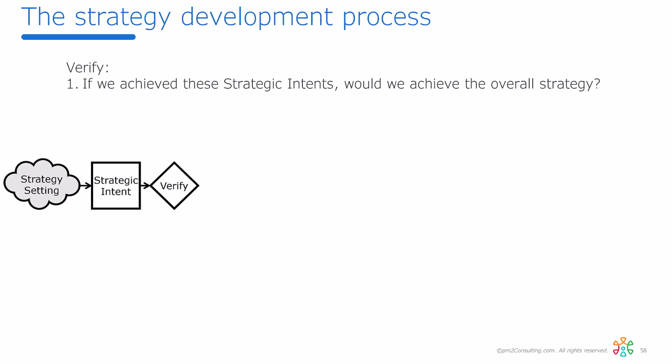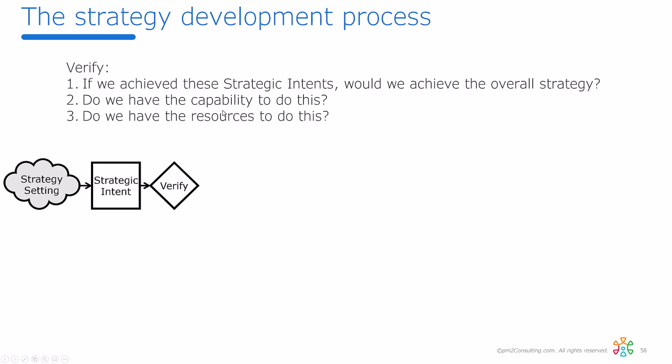Then you have to validate it and verify whether that makes sense. And the verification basically has 3 steps to it. One is you need to find out, if we achieved these strategic intent elements, would we achieve the overall strategy? In other words, if we did this, would we get that? If yes, then the second test is, do we have the capability, the skills, the knowledge, the experience to do this? If yes, then do we have the resources to make that happen? The wealth, the time, the people, right? And so that's the verification process.